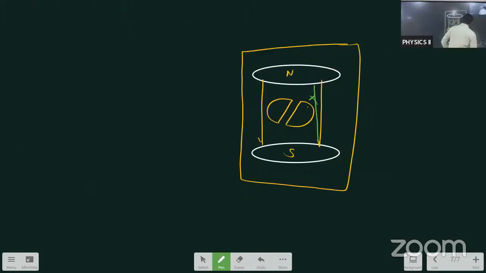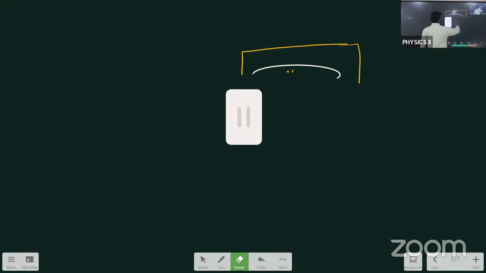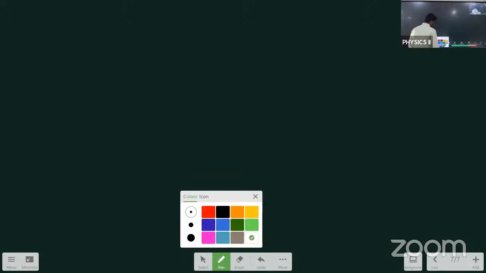Let us move on to the numericals of this chapter. There are 2 to 3 numericals. Once we are done with the numericals, these things will be enough for your moving charges and magnetism. Let me write down the numericals. Numericals from moving charges and magnetism. Let us solve the first numerical here. Let me note down the question.